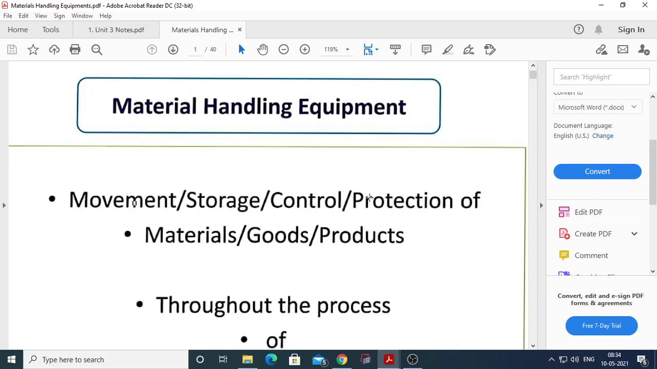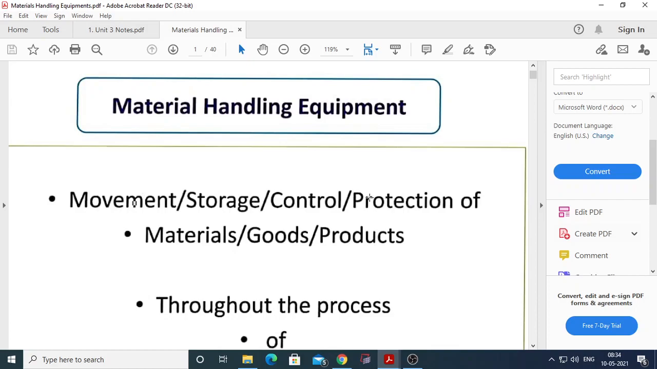What is the material handling cost? Do you know the range of the material handling cost? Material handling cost ranges from 10% to 35% of the cost of the product, whatever may be the cost of the product. That range of the material handling cost is 10% to 35%.